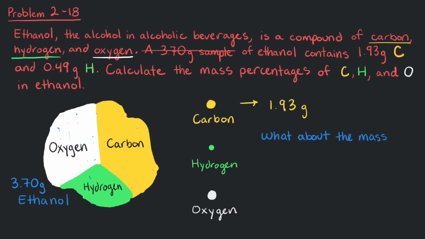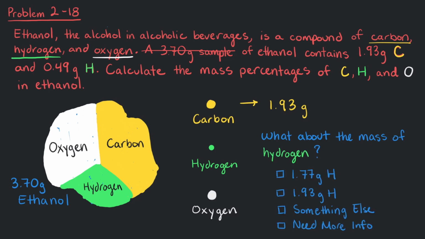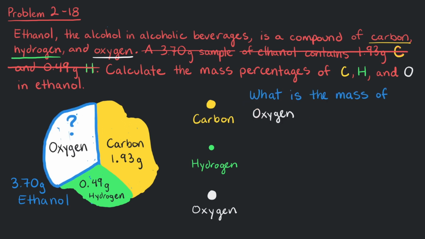What about the mass of hydrogen? The problem told us that the mass of carbon is 1.93 grams, not hydrogen. So let's cross that out since we already used it. Notice that as we read on, the problem gives us the mass of the hydrogen and it's 0.49 grams. We can label our picture again and cross out that information too. Now, let's look carefully at our picture. What is the mass of oxygen in our sample?